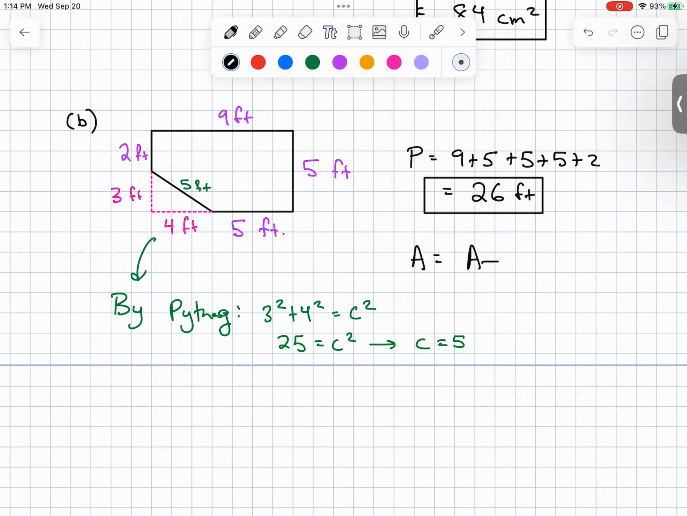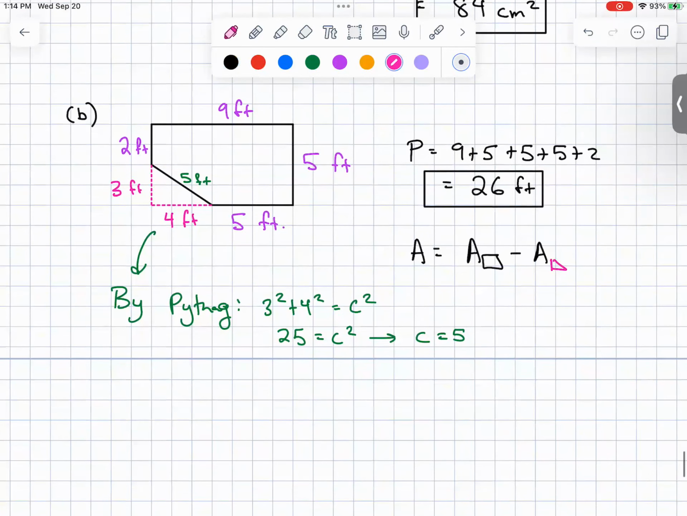Area of the big rectangle minus the area of the little triangle. Area of the rectangle is length times width. So that'll be 9 times 5. And the area of a triangle is 1/2 the base times the height. So 1/2 the base is 4, the height is 3. That's 45 minus 6. So that should be 39 feet squared.